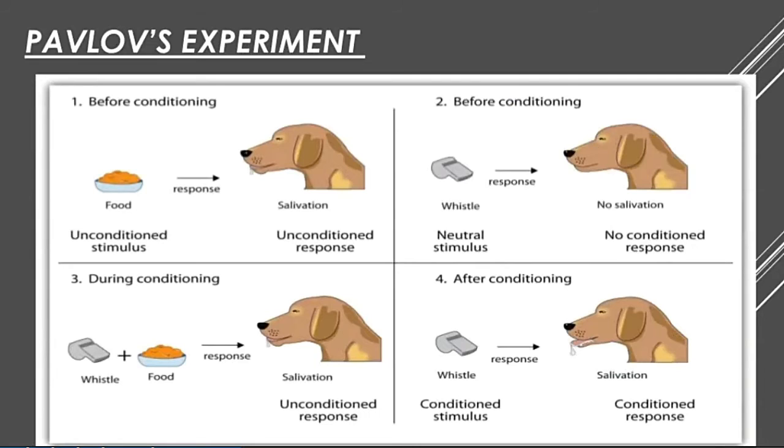Here is Pavlov's experiment. Before conditioning, there is food and the dog begins to salivate. The unconditioned stimulus is the food and the dog's salivation is the unconditioned response. During conditioning, he uses a whistle. Before feeding the food, the whistle is blown and the response of the dog is salivation. Unconditioned response still.